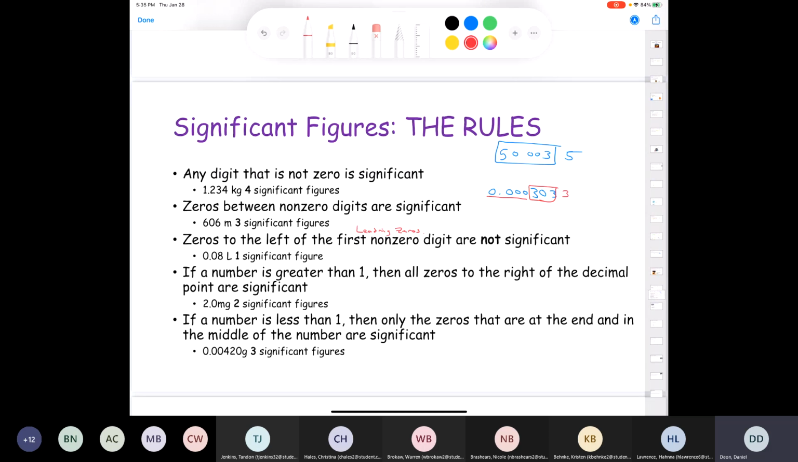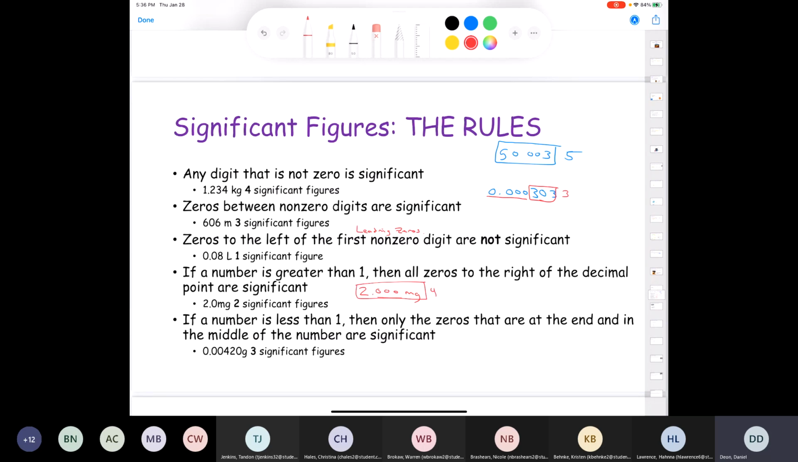All right, if the number is greater than 1, then all zeros to the right of a decimal point are significant. You can see that we have a decimal point here in this number, 2.0. That 0 is to the right of the decimal point, so we have 2 significant figures. If I had 2.000 milligrams, how many significant figures would there be in that number? Could anybody tell me? Yeah, exactly. There'd be 4, right? Because I have 3 zeros after the decimal place. They're all significant. So I have a total of 4 significant figures in that number.